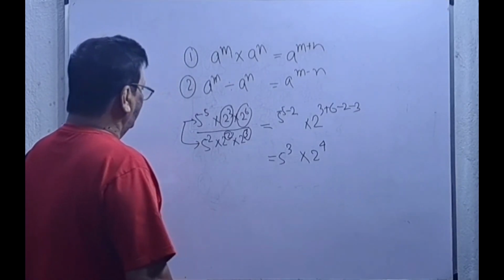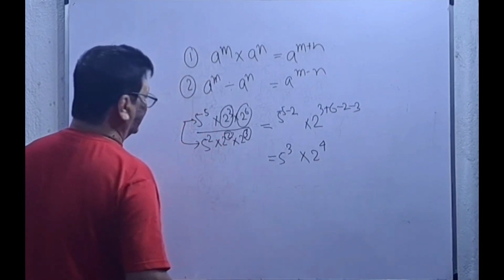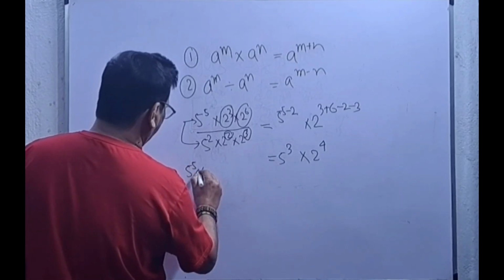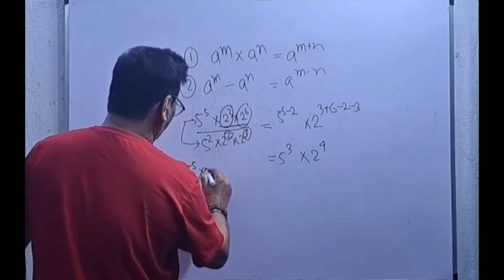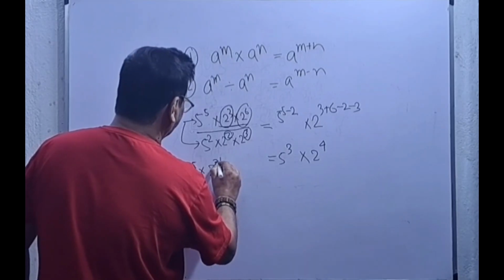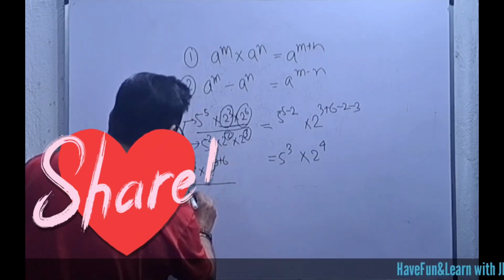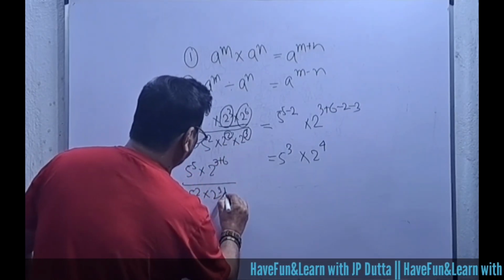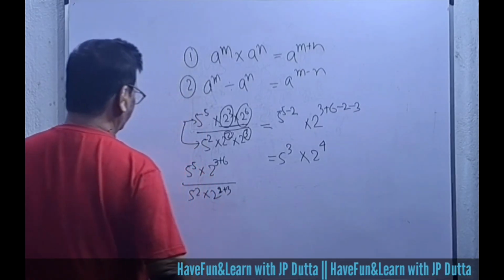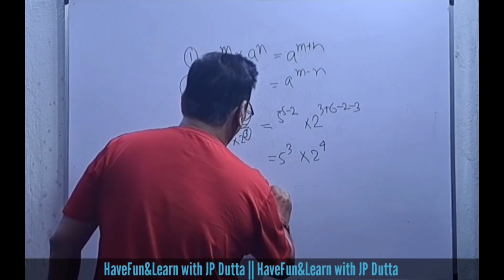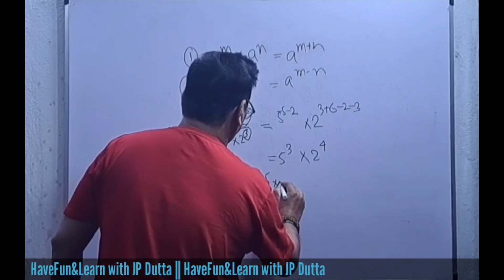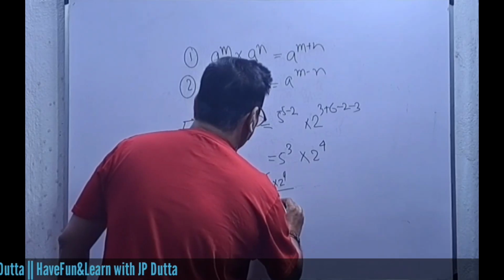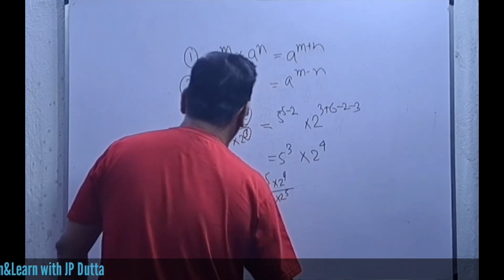Understood. Now we could have approached it in a different way. Like what? We can write here 5 to the power of 5 and straight away add the addition rule: 2 to the power of 3 plus 6, and also below 5 to the power of 2 multiplied by 2 to the power of 2 plus 3. Right? There you get 5 to the power of 5 multiplied by 2 to the power of 9 divided by 5 to the power of 2 multiplied by 2 to the power of 5.